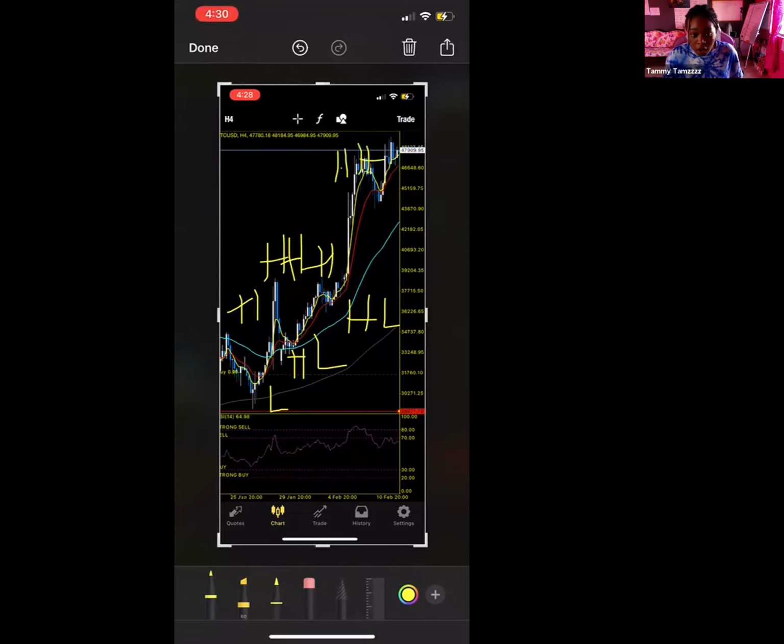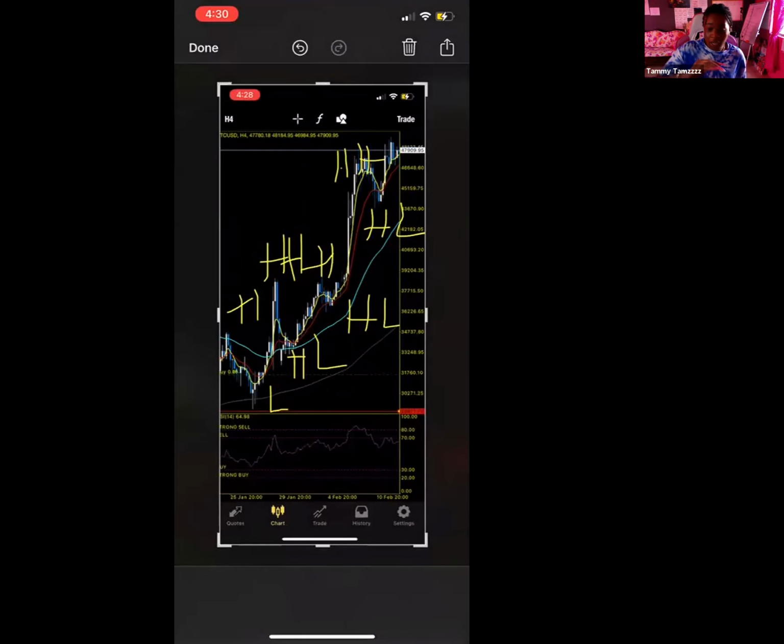And then it pulled down and it created a new low. But is this new low lower than this last low? Is this new low lower than this last low? No. So this is not going to be a higher low. That is how you can start to know where to put your stop loss.